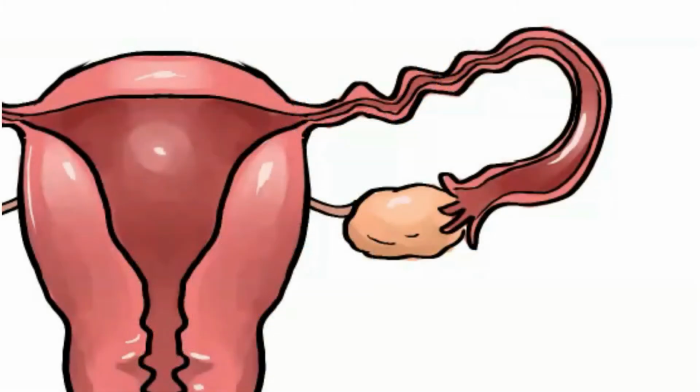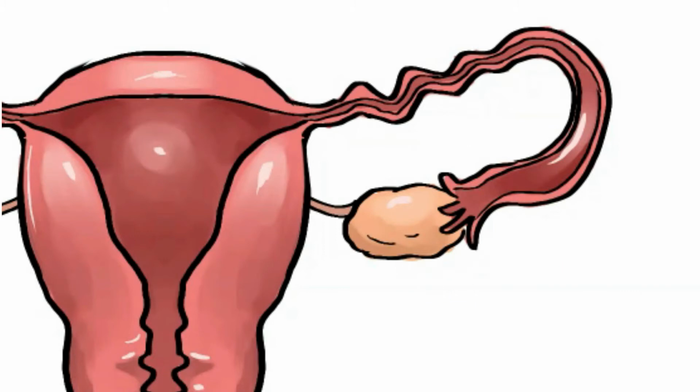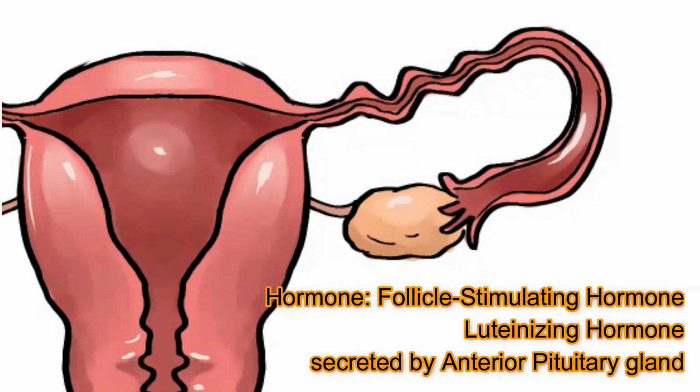In females, production of egg cells occurs in the ovaries, which contain ovarian follicles. These follicles hold a singular oocyte. The ovarian cycle is the process of the maturation of the follicle. During puberty, oogenesis occurs. The hypothalamus starts the ovarian cycle by releasing gonadotropin-releasing hormone, which stimulates the anterior pituitary gland to produce follicle-stimulating hormone as well as luteinizing hormone.